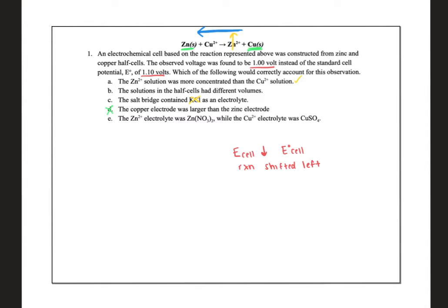The zinc 2+ electrolyte was zinc nitrate, while copper 2+ was copper 2 sulfate. That shouldn't make a difference. These are both spectator ions, so really it looks like our best choice is A. That's the only one that will shift us to the left, lowering the E cell.